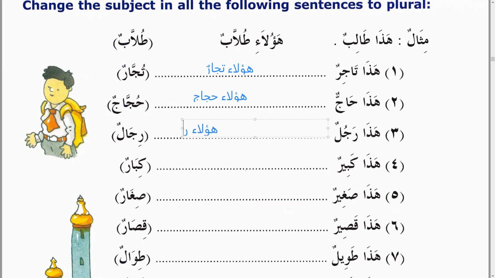هؤلاء رجال. Where's Jim? These are men. هذا كبير. This is big.